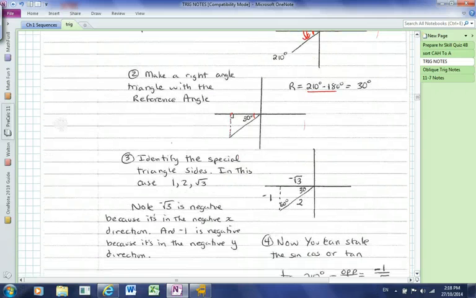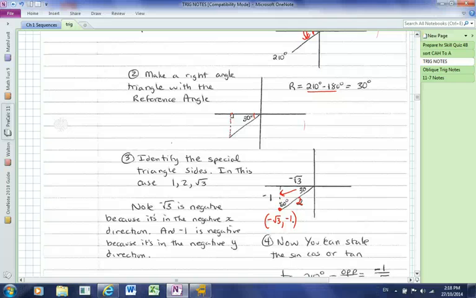Next step is we're going to identify where the 1, 2, and the root 3 is. Remember the 1 is opposite the 30, okay, opposite the 30. And the 2 is the hypotenuse, and the root 3 is the third side. But the root 3 is negative because this point is negative root 3, comma, negative 1. It's in the negative quadrant, okay? So that's where people are going to lose marks. They forget to put the negative signs, okay?